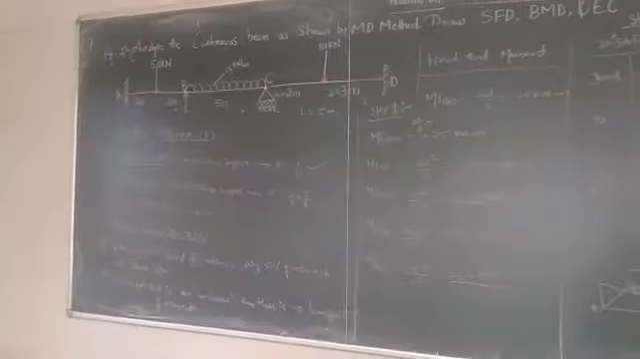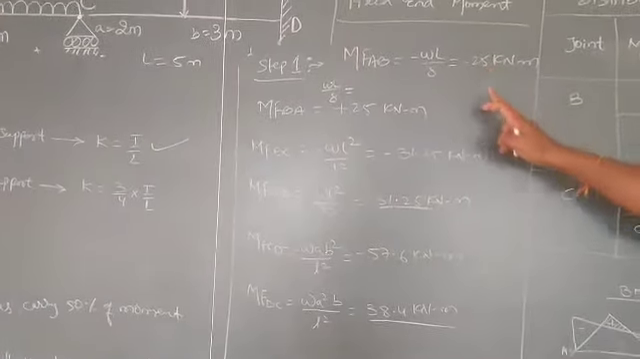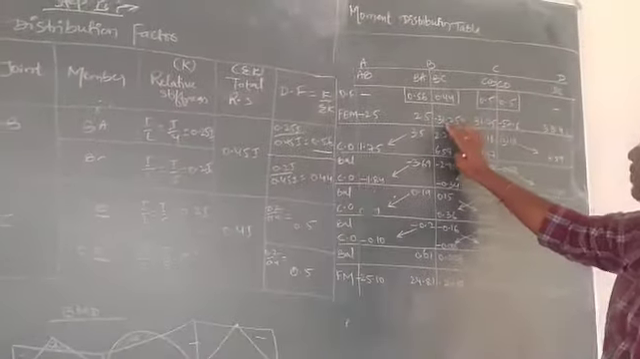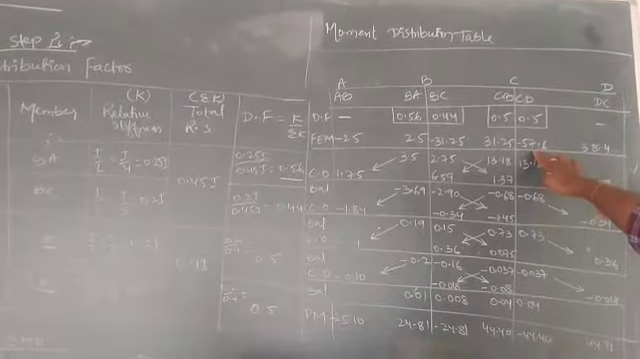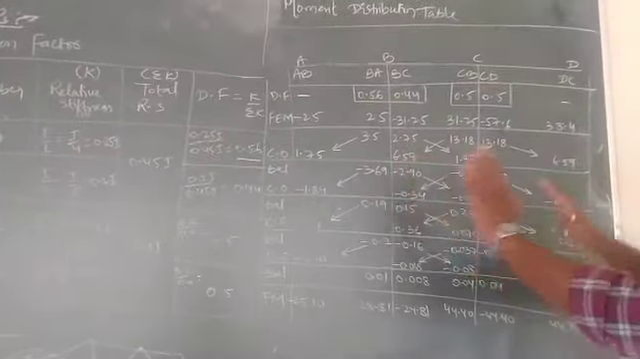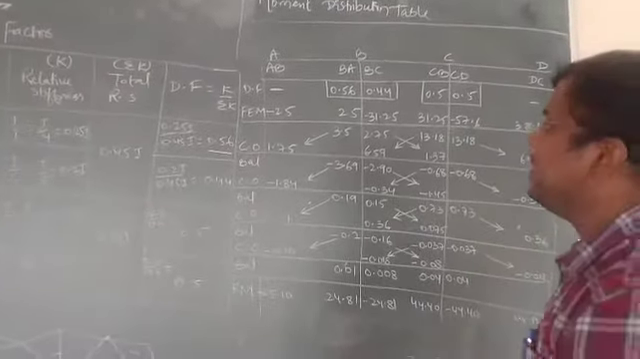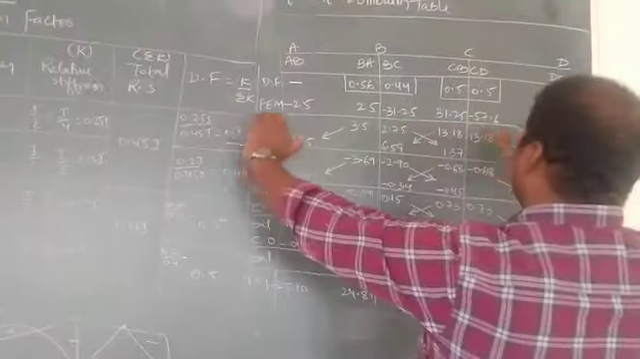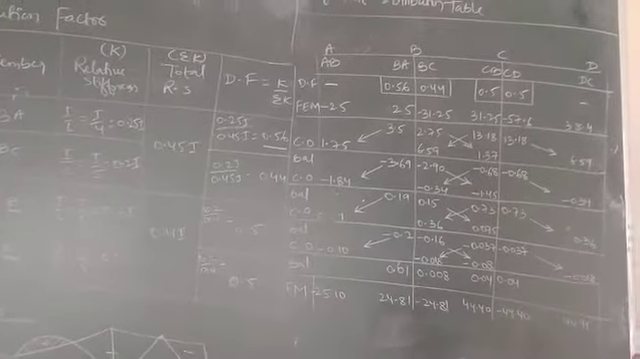I have written for MFAB, which is minus 25, then plus 25, then minus 31.25, plus 31.25, minus 57.6, whatever the fixed moment which I have got for the corresponding member I have written here. Now next thing is, up to here we are already done. Now next part we are supposed to understand carefully.